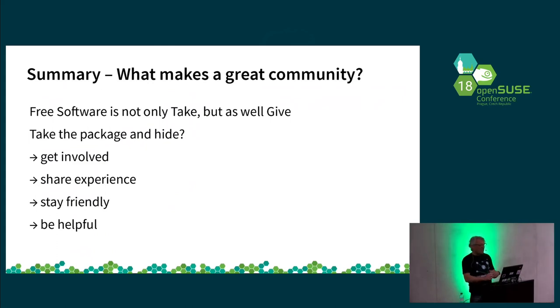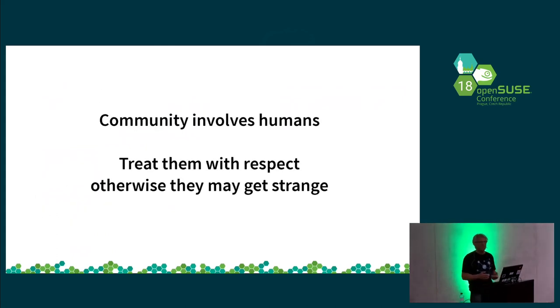So, what makes a great community? First of all, get involved, do something, share your experience. Every implementation is a learning. Every next implementation can benefit from the learnings that we had before. Stay friendly and be helpful. I think these are two very basic things that we need to consider. Richard mentioned that yesterday in the discussion, how do we deal if we have a conflict? To summarize this in a single slide, a community has always to do with humans. Treat them with respect and be friendly, otherwise they may get strange.